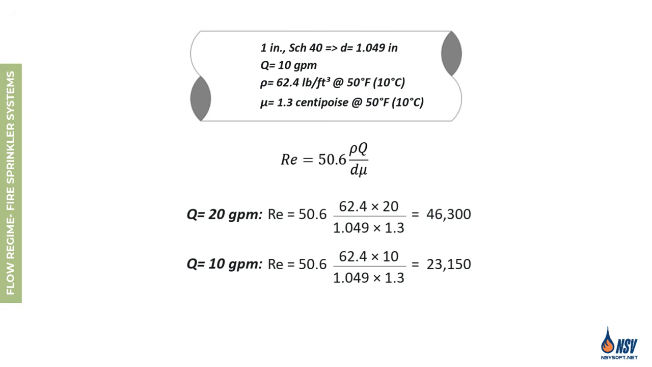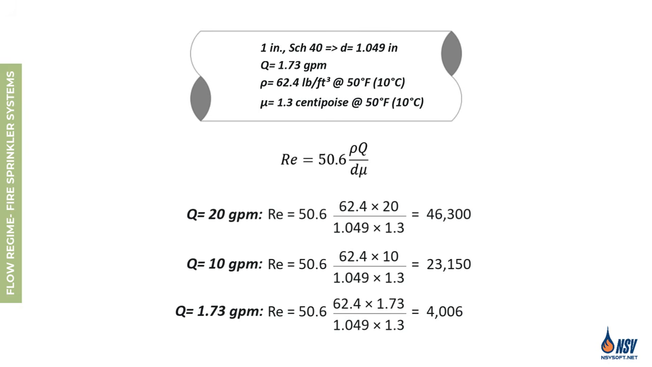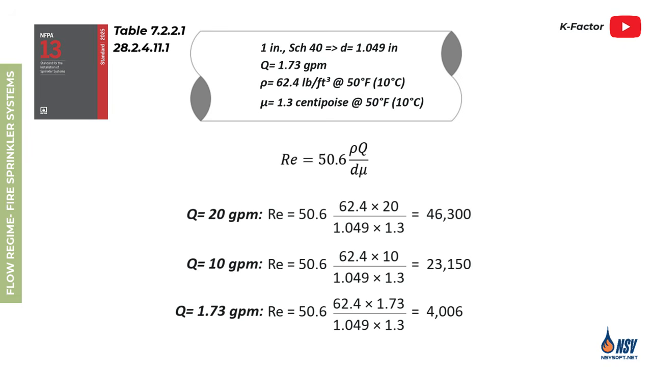Finally, let's push the flow even lower. At 1.73 gallons per minute, the Reynolds number drops to about 4,006, which is just above the turbulent threshold. This is essentially the lowest flow that could still be considered turbulent in this pipe size. But here's the key point. Based on the K-factor table and the minimum operating pressures required by the standards, the actual minimum flow delivered by a sprinkler is higher than 1.73 gallons per minute.